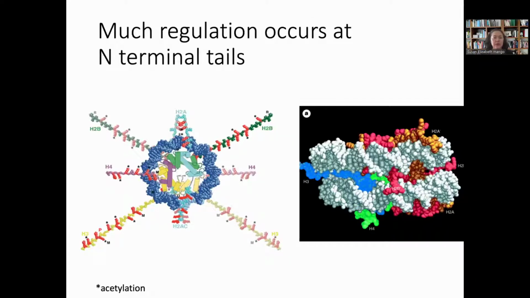And as you probably learned, histones have these N-terminal tails. You can see how they stick out here in this space-filling model. These can be extensively modified. What I'm showing here is just acetylation, but there's also phosphorylation and methylation. These are bound by proteins, and they interact with other histones to have different biological outputs.